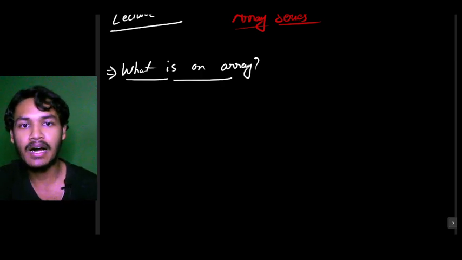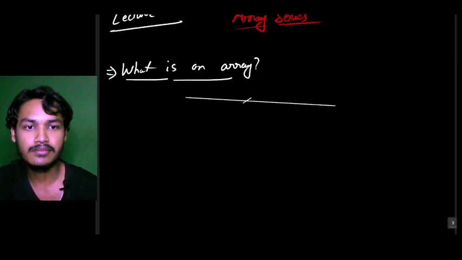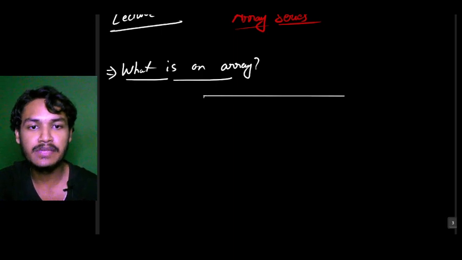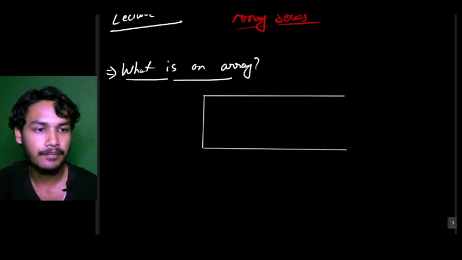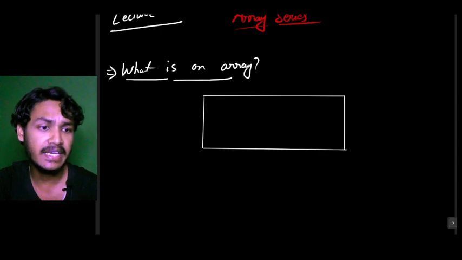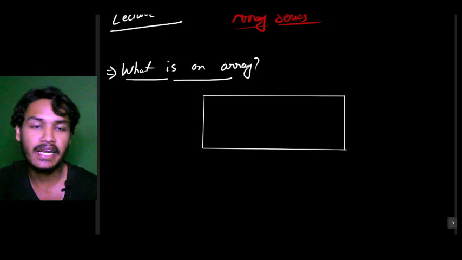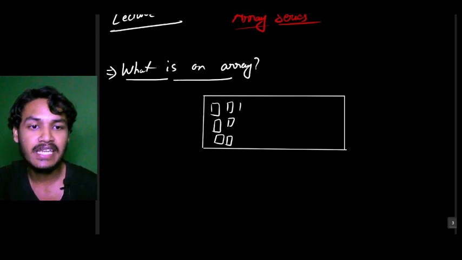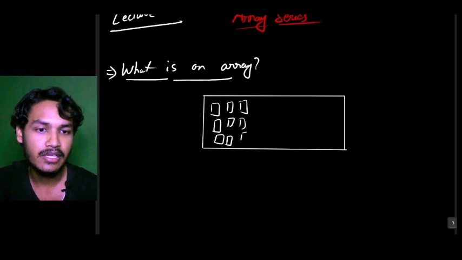Let's assume we have a memory. Let's assume this is our RAM, and in RAM we can store our data. Let's suppose in RAM we have so many memory blocks. I am just giving you an example. Let's assume that these are all memory blocks, and in these memory blocks you can store the data.